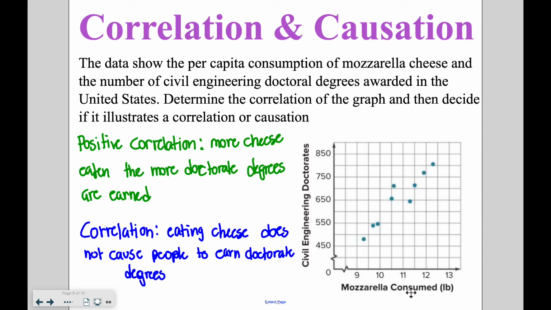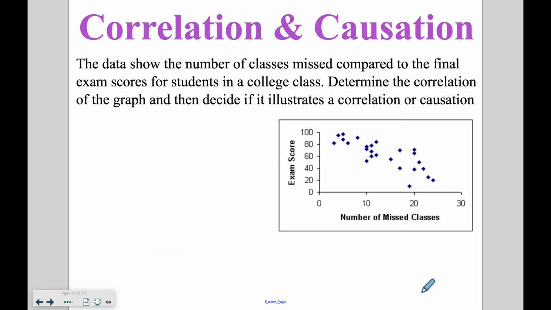Now, if this bottom part had been number of hours studying and the amount of civil engineering doctorate degrees earned, those two could relate to each other. The more time people spend studying, the more degrees are probably earned. So you want to look at the logical piece behind it and decide, does one thing actually cause the other to happen? Go ahead and try this one on your own.